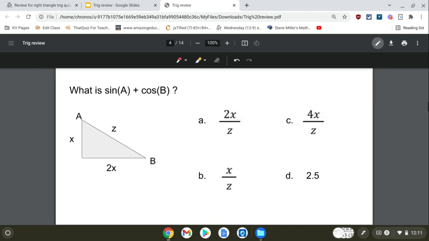All right, getting into some right triangles now. What is sine of A plus cosine of B? Sine of A is opposite over hypotenuse, so that's going to be 2x as my opposite over the hypotenuse, which is z. And then cosine of B, so I'm looking from this perspective now. Cosine is adjacent, which is 2x, over the hypotenuse again, which is z. Since the denominators are the same, you can just add the numerators. It's going to be 4x over z.